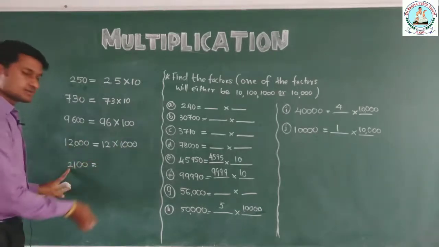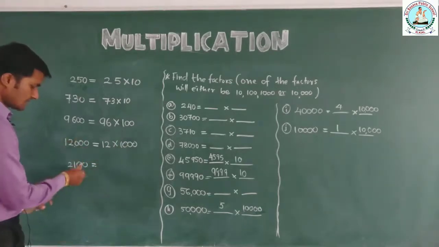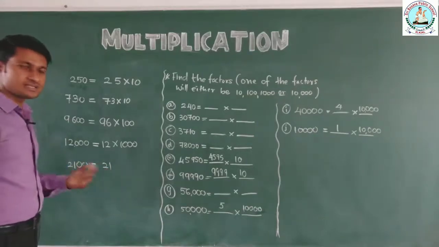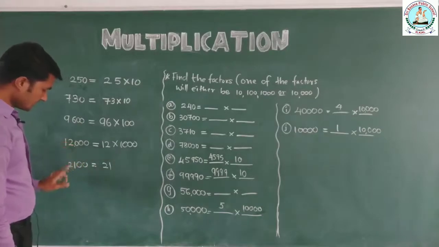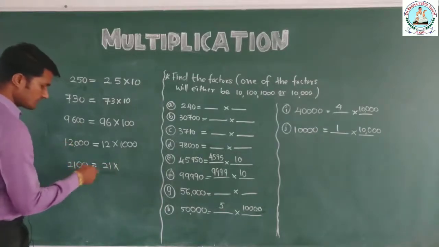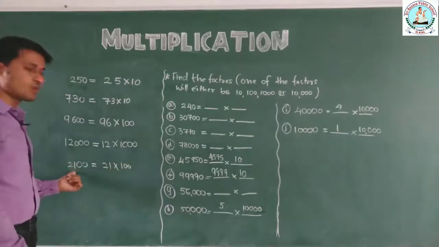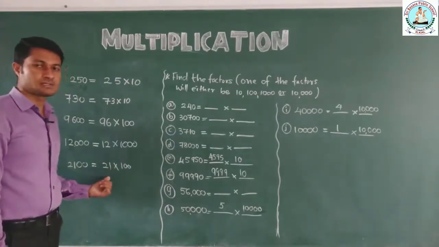So similarly 2100. So just hide the number of zeros. You will get only 21. Hiding means what? Covering something. So just cover this. You will get only 21, and write the number of zeros later. So 2 zeros mean it is 100. So how many hundreds are there in 2100? 2100.